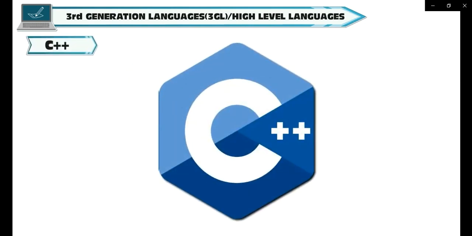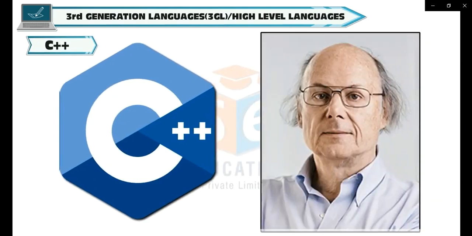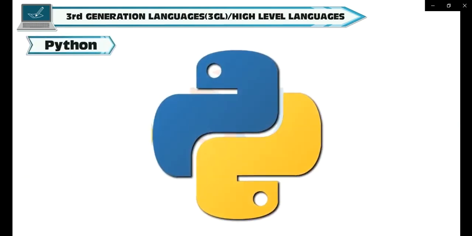C++. C++ was created by Bjarne Stroustrup in Bell Laboratories in 1979. C++ is an upgraded and object-oriented version of the C programming language. This language was designed with the motive of making C more flexible and efficient.